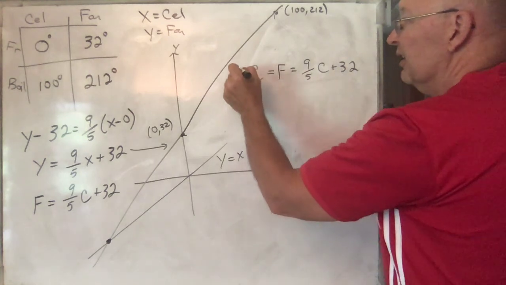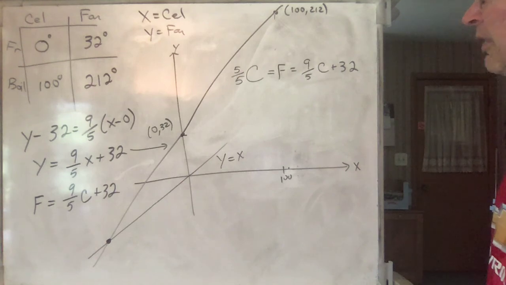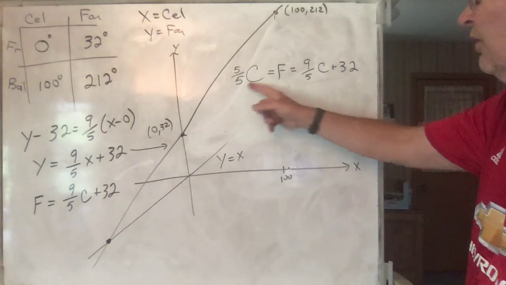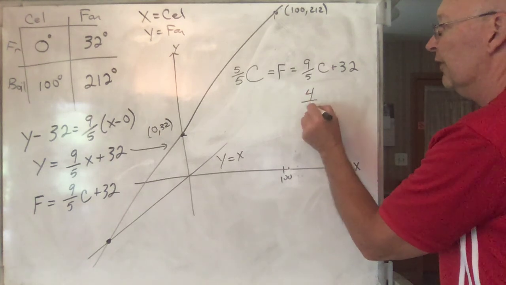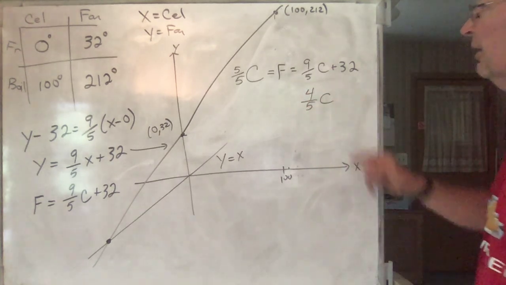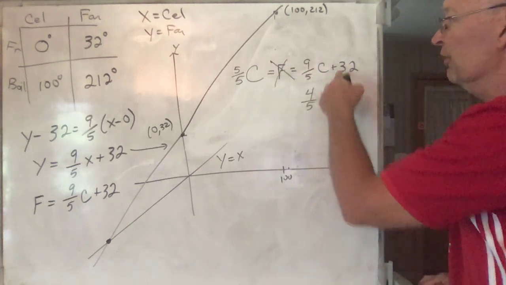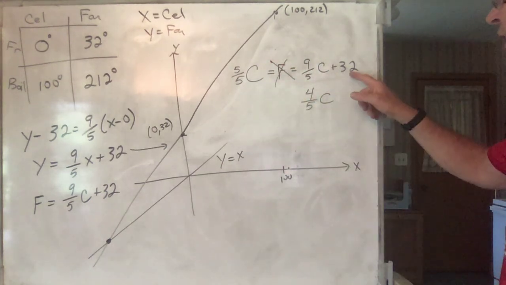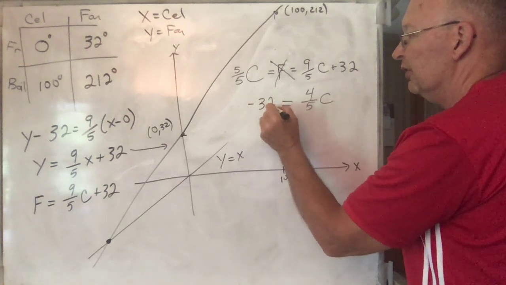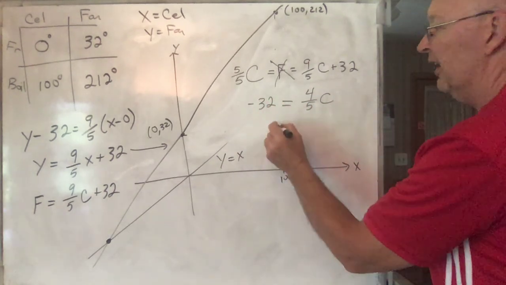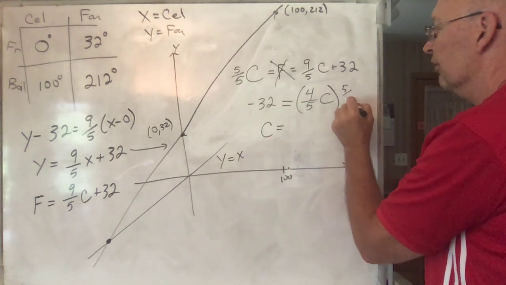Notice that c is the same as 5 over 5 times c, agreed? Because 5 over 5 is equal to 1. So if I take 9/5 and subtract 5/5, I'm going to get 4/5 c on this side. I really don't need that f now, I'm just looking at these two things. And then I'm going to subtract 32 over to the other side, so I'm going to get negative 32. And then I can find c just by multiplying both sides by 5/4.